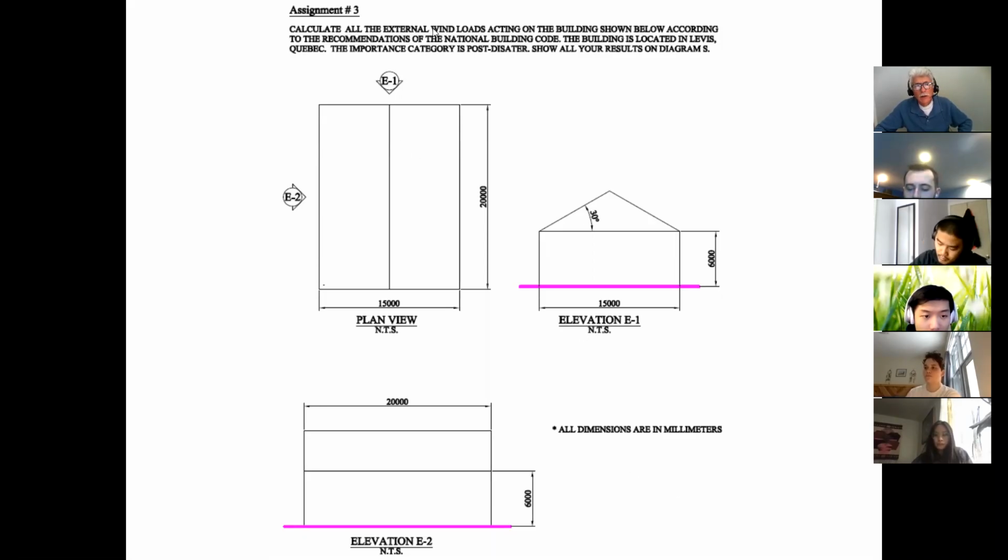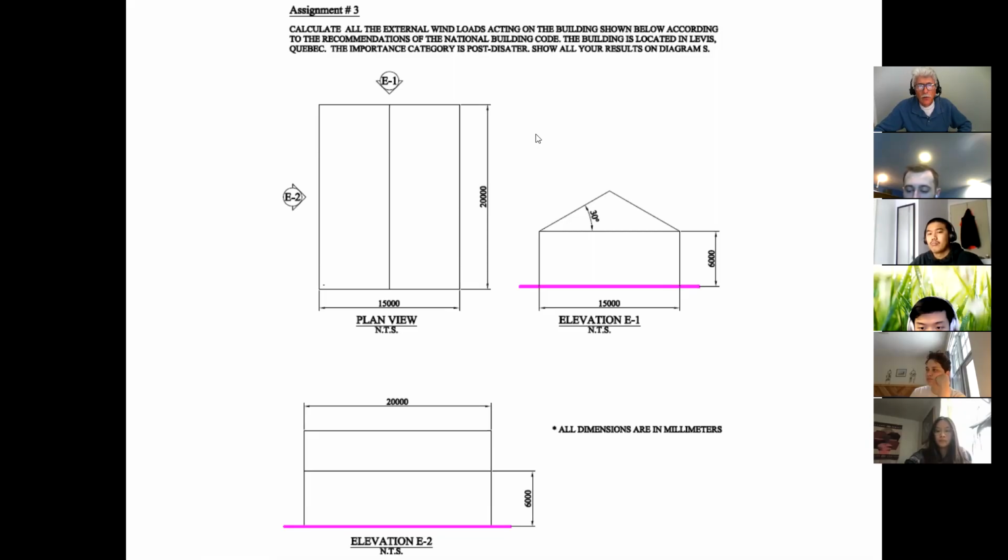Calculate the external wind pressures acting on the building shown below according to Lévis. For those of you who might have had trouble finding it, Lévis is a little borough outside of Quebec City, so if you looked in the Quebec City area, you would have found the climatic information for Lévis. Now, the importance factor is post-disaster. I do this so that you get into the habit of realizing that there are different importance factors: post-disaster is 1.25, high is 1.15, and normal, and then of course don't even bother with low.